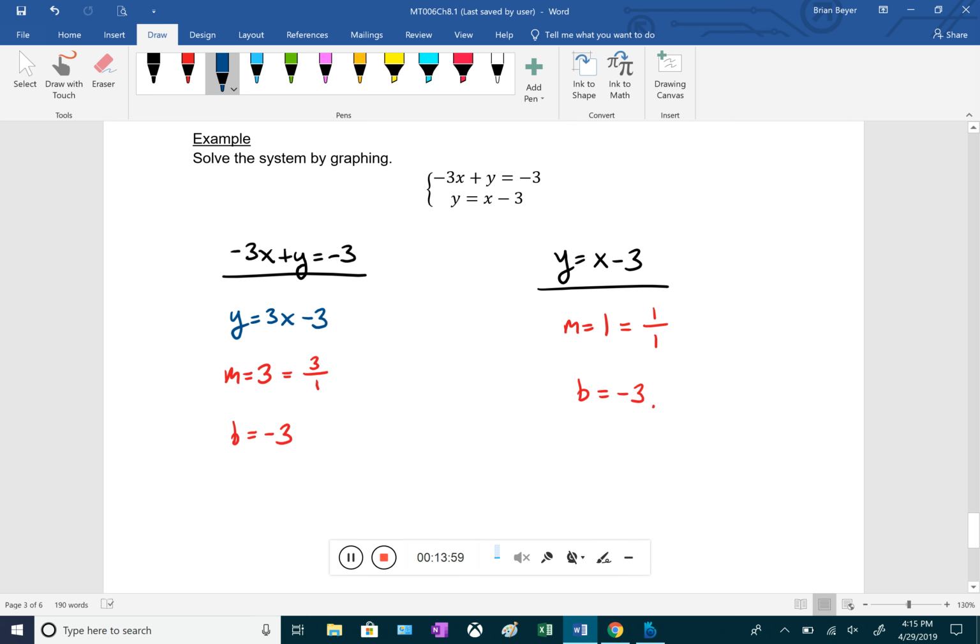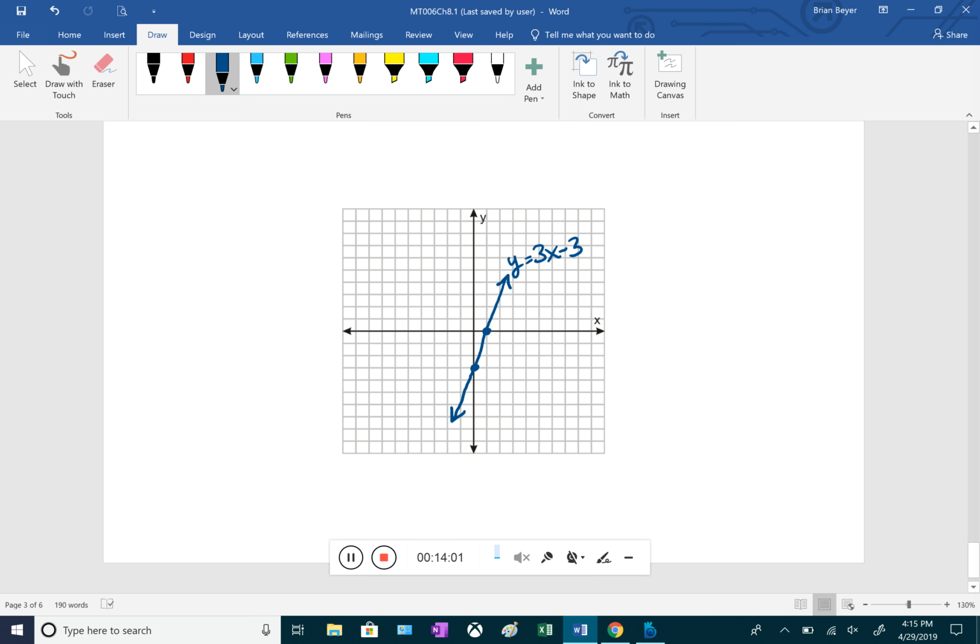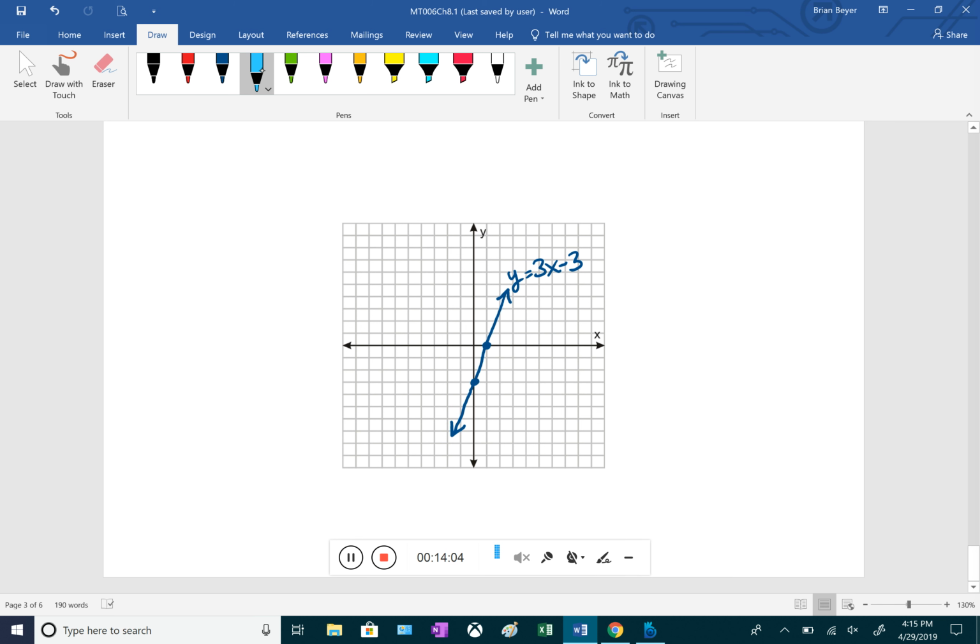Next one, y equals x minus 3. We had a y-intercept of -3 and a slope of 1. So that's up 1 to the right 1. So we get these two graphs. They intersect right here. They intersect at the coordinate, it's actually at their y-intercept, (0, -3). So the solution is going to be (0, -3). So their point of intersection is their solution, (0, -3).